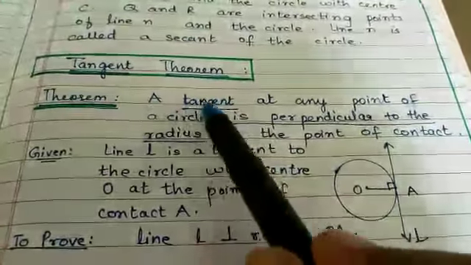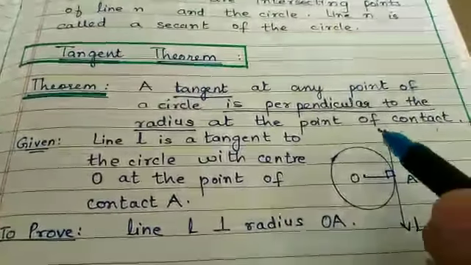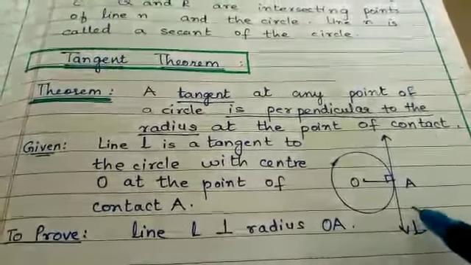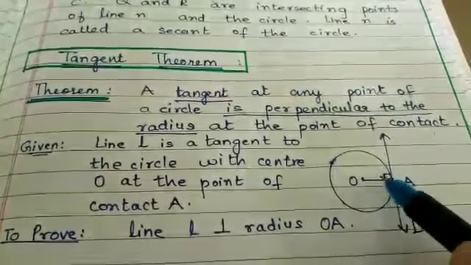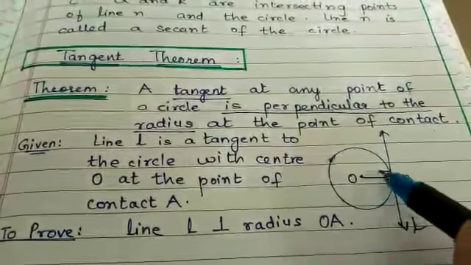Now what this theorem means is that the tangent, this line L, is perpendicular to the radius. Line L is perpendicular to the radius.